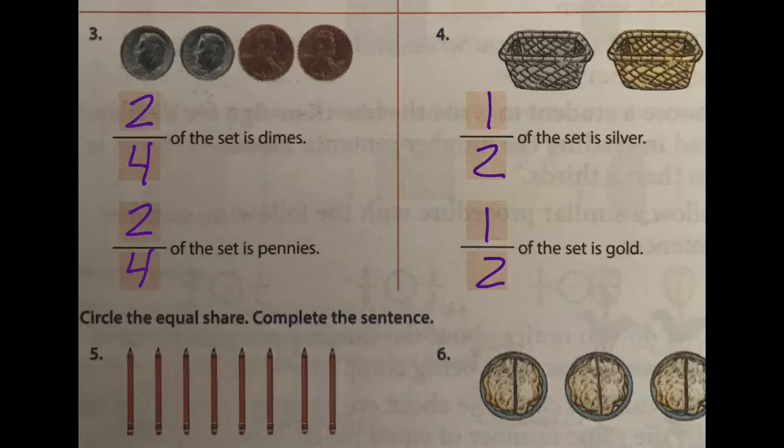So for number 3, 2/4 of the set is dimes. 2/4 of the set is pennies. Number 4, 1/2 of the set is silver. 1/2 of the set is gold. And remember, if it's hard to remember, you can think in your mind 1 out of 2 is silver and 1 out of 2 is gold. But you really should be trying to think about saying 1/2. Okay? But initially you can think about 1 out of 2 or 2 out of 4 because that helps.